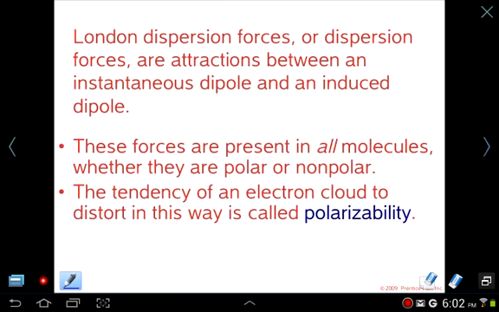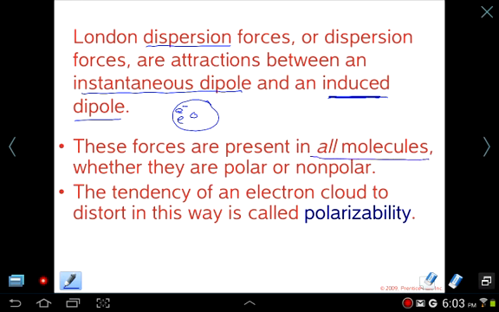So these London dispersion forces, the reason we call them dispersion forces is because they arise from the dispersion of electrons in an atom. This is between an instantaneous dipole and an induced dipole. Instantaneous, that was our first helium atom that, for an instant, got the electrons to be essentially on the same side. And then the induced dipole is this atom then induced or created the same sort of picture in its neighboring atom. Now, it's important to say that these forces are present in all molecules, regardless of polarity.